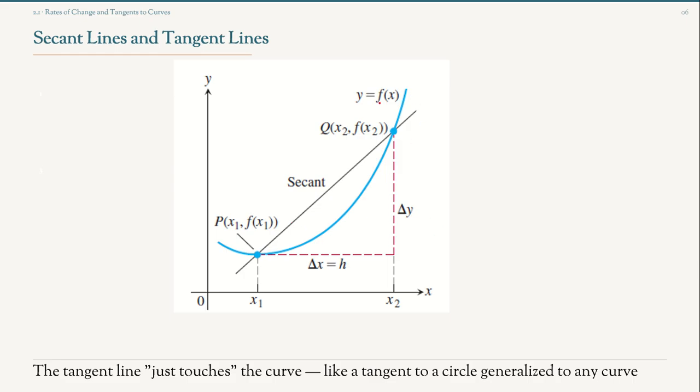Here, the blue line is the graph of y equals f of x. Then there are 2 points on this graph. First one is P and second one is Q. So if we join these 2 points and have a straight line joining them, this line is called a secant line. Okay. But what about a tangent line?